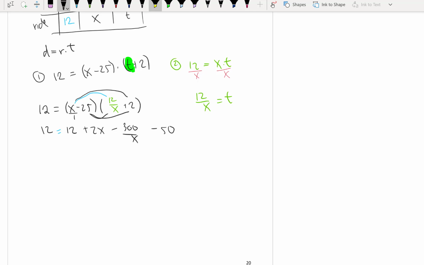So the first thing that I think I want to do is combine my 12 and my negative 50. Try to clean this up a little bit. So 12 is equal to 12 minus 50, which is a negative 38, plus my 2x minus 300 over x. The next thing I'm going to do is add 38 to both sides. So now I have 12 plus 38, which is going to be 50.